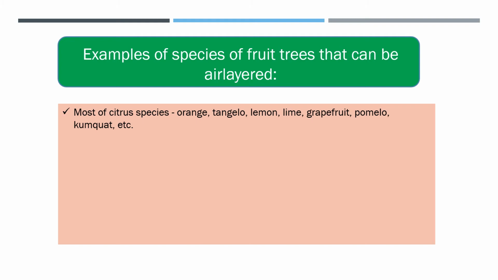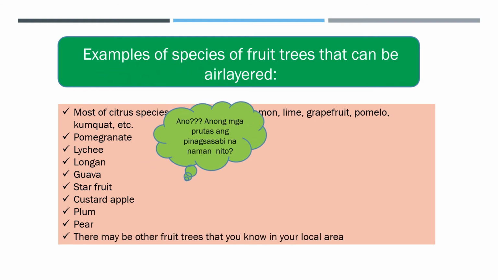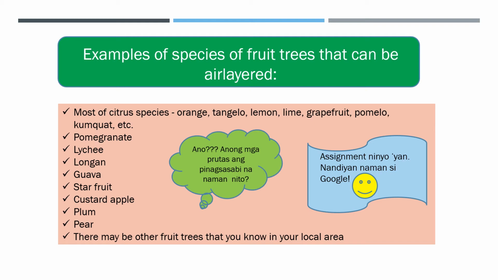So in lemons, however, budding and marcotting are the most appropriate and the fastest method of propagating them. Especially kung wala kayong available na rootstocks. Then we have also pomegranates. You can marcot this. Lychees and longans, even your guavas, even starfruit. You have custard apples, plum, and of course pear. Yes, you can marcot them. And there may be other fruit trees that you know in your local area. So for example, fruit trees in your local area is avocado or guyabano, the sour sop.